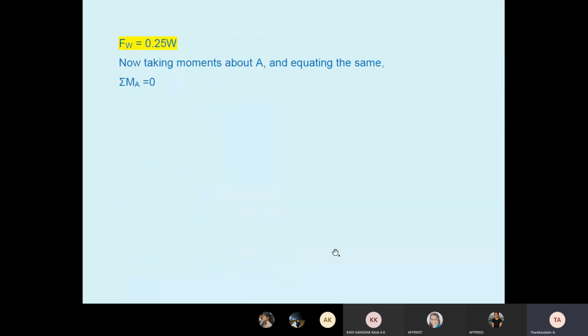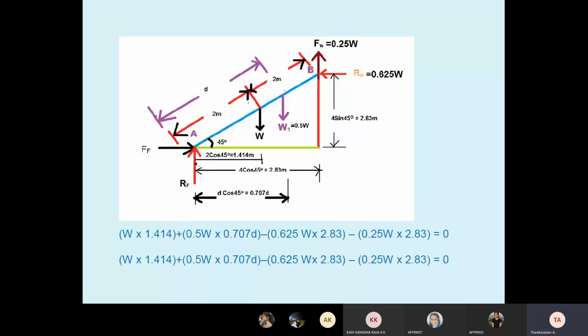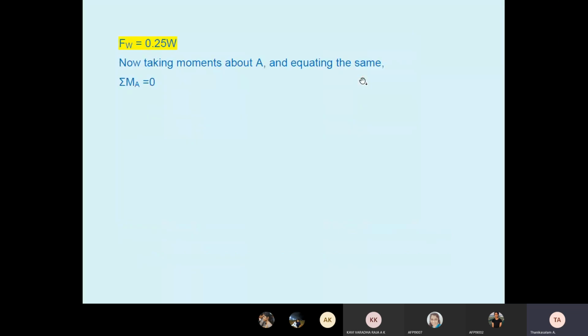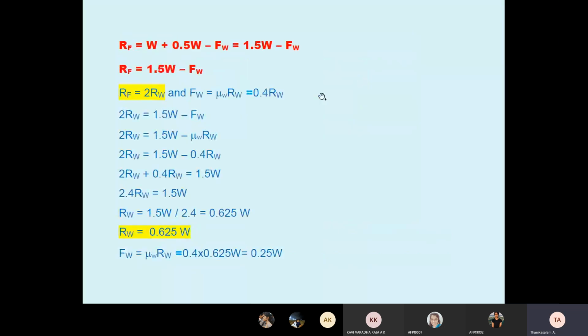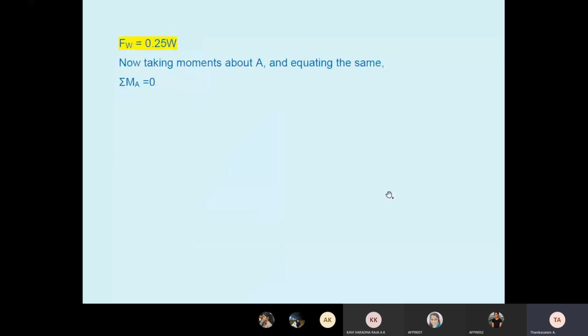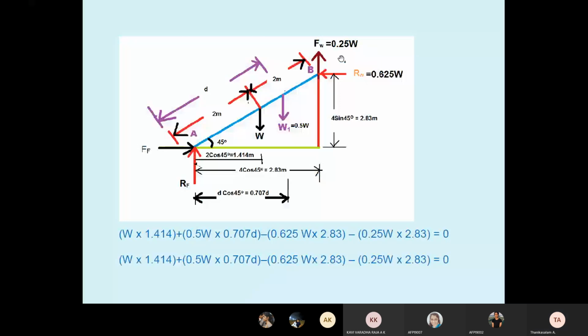Now see the diagram. You will understand everything. Now FW equal to 0.25 W. Here I am taking moment with respect to A. Students, with respect to A. Why? Because we need the distance D. So I take moment with respect to A. Already we calculated everything. RW we calculated, RW is 0.625 W, no? Therefore, I marked here RW equal to 0.625 W. Similarly, FW we calculated 0.25 W, and I marked it. So now take moment with respect to A.